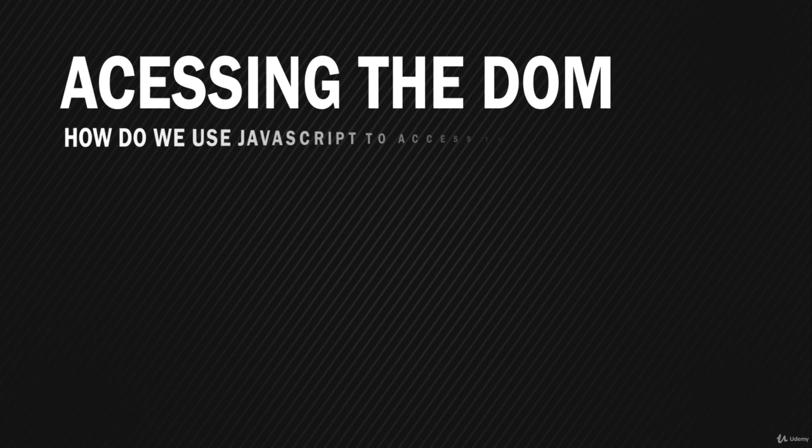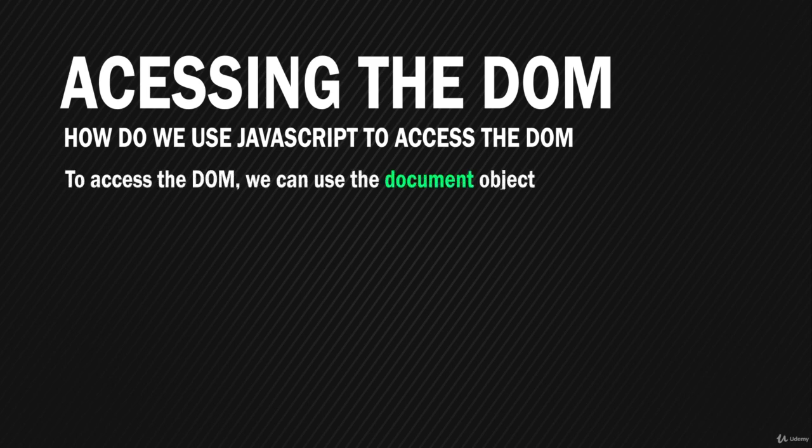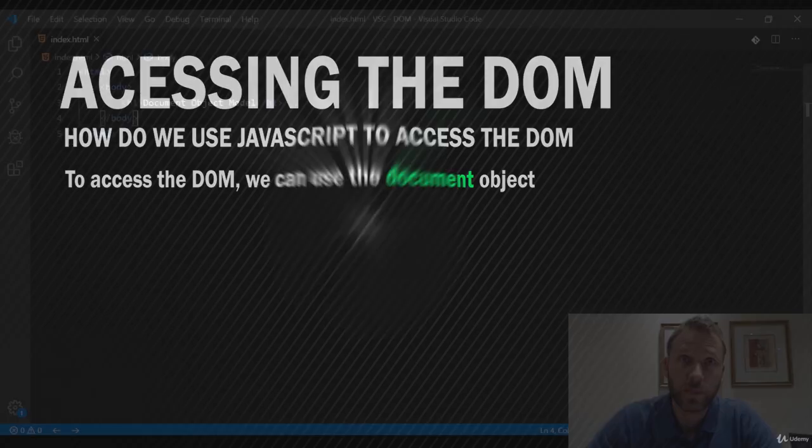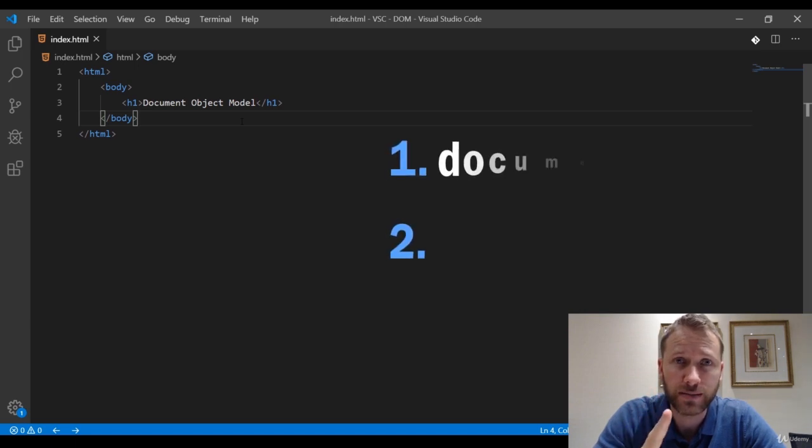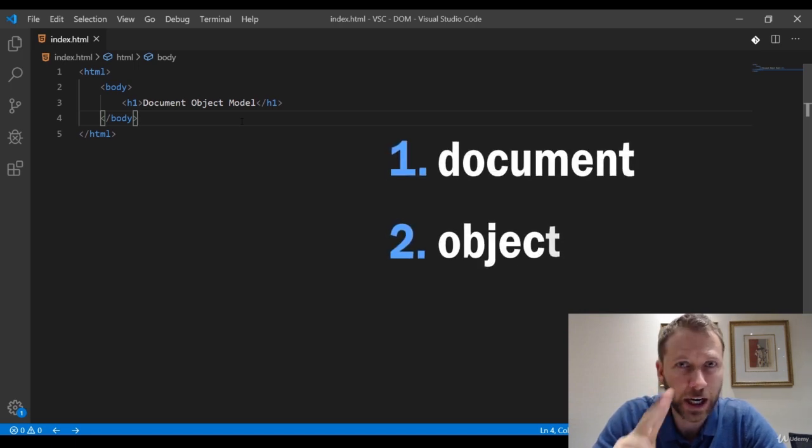In other words, how do we use JavaScript to access the DOM? Well, the starting point, and this may come as no surprise to you by now, to access the DOM, we can use the document object. We can use the document object to access the DOM. But there are two keywords there, aren't there? Document, and it's an object. But how do we prove that?